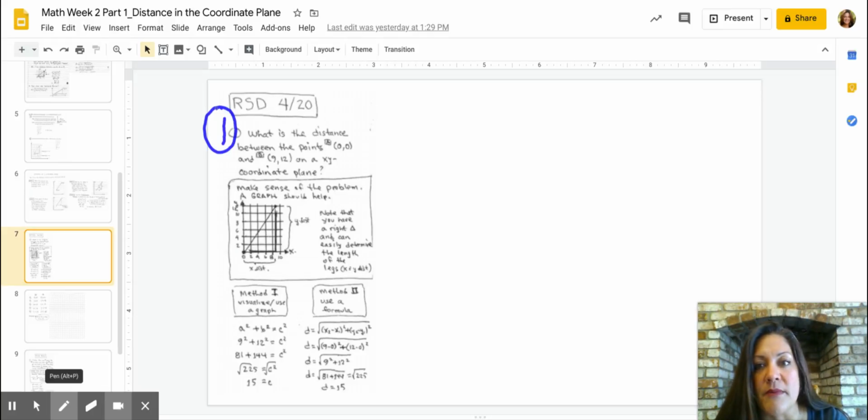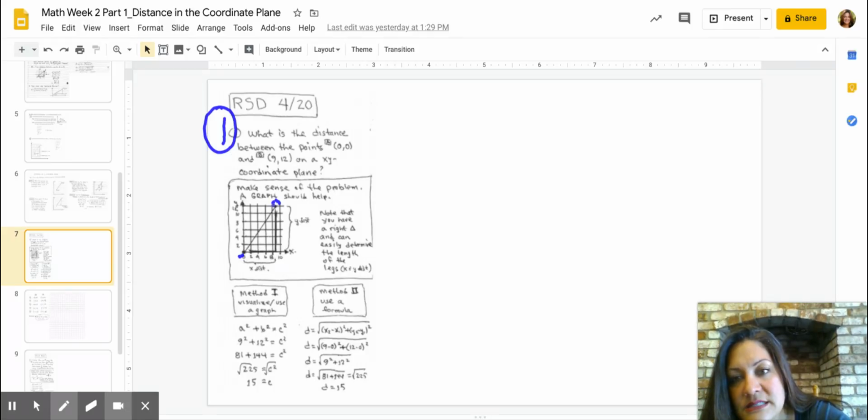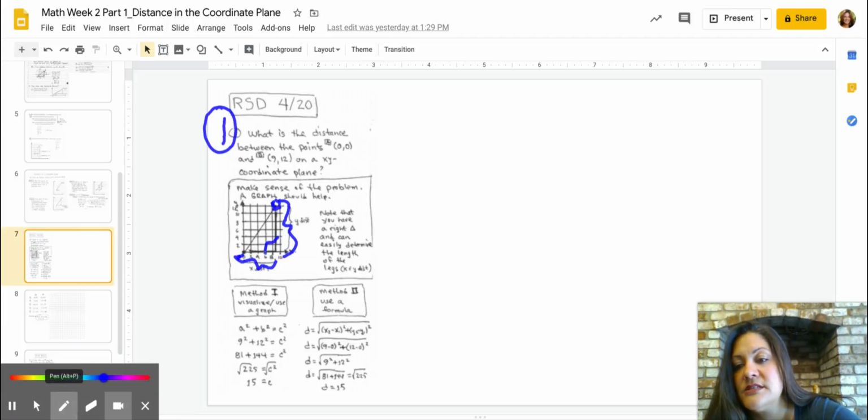So let's make sense of the problem. It says a graph should help. So here it is. We have point 1 down here. And we are going up to point 2, or point B, I guess. It says, note, you have to have a right triangle. It can easily determine the length of the legs. And the reason it says easily is you are just finding the distance for x and distance for y. Right here, you see they go to a right angle. And then we're going to use Pythagorean to determine side C.